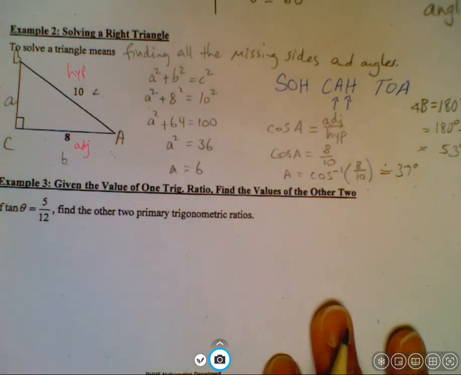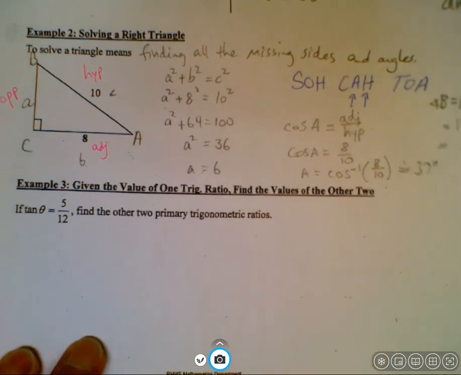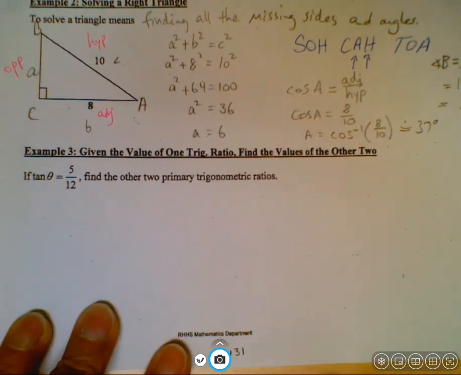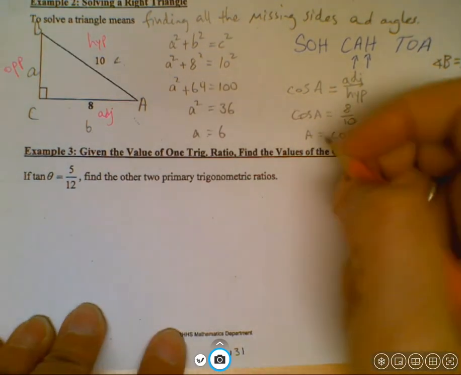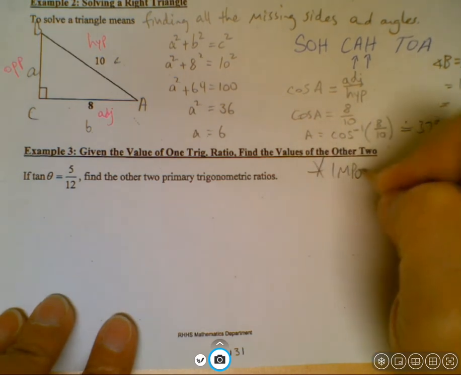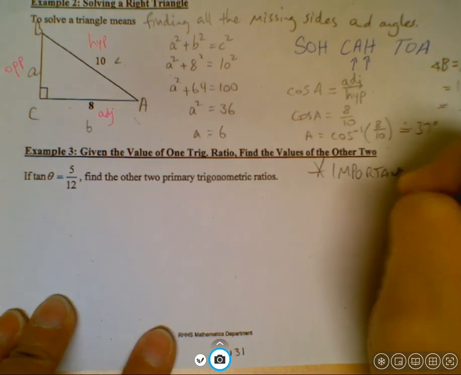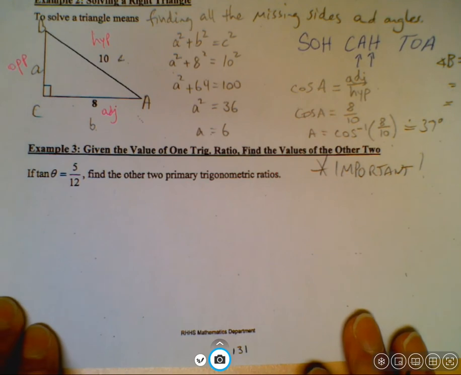All right, let's do the next one. Given the value of one trig ratio, find the values of the other two. This is super important for our unit. I'm going to put here important. And I can do this without a calculator.